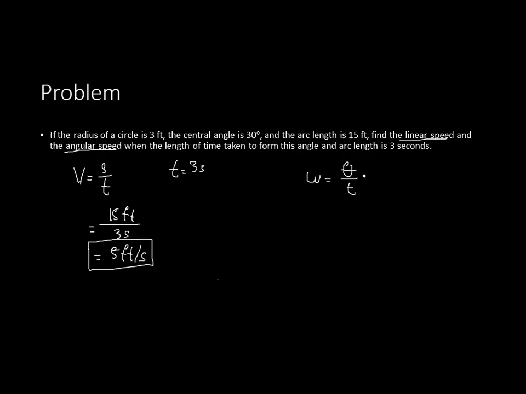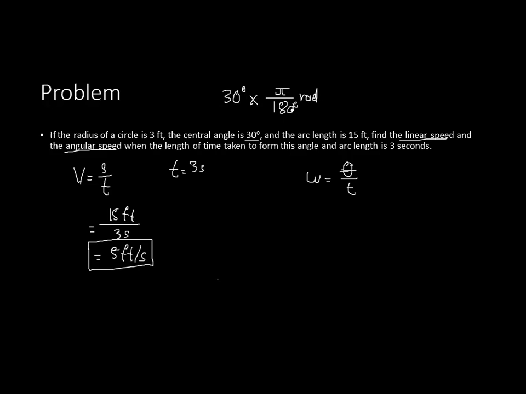Now for your angular speed, before you proceed, make sure that the angle is in what? Radians. However, the angle is not in radians because it has a degree symbol, so we must convert this one into radians. Remember that if you convert an angle in degrees into radians, you multiply that angle by pi over 180 degrees.